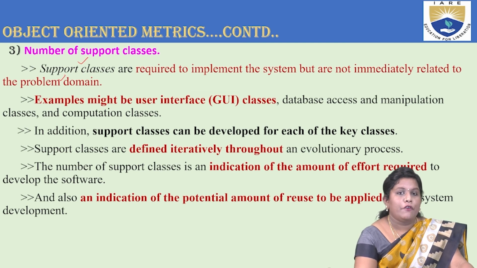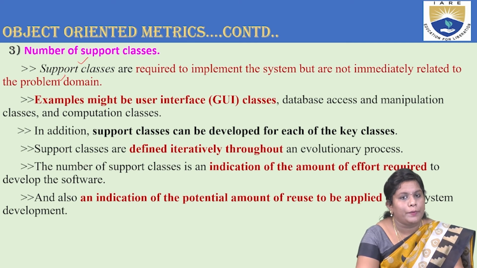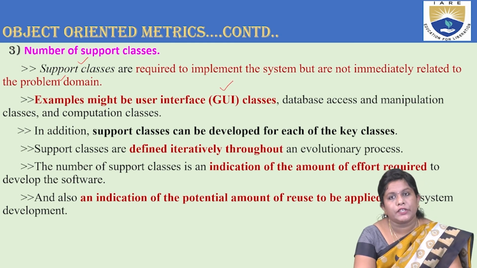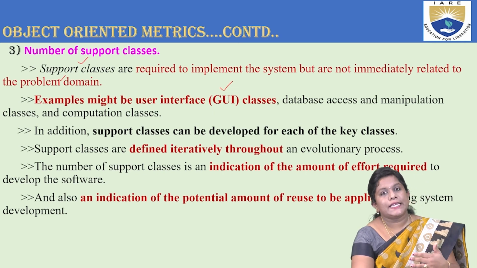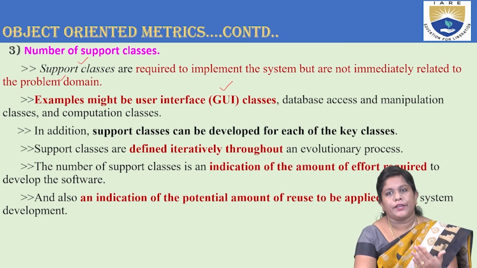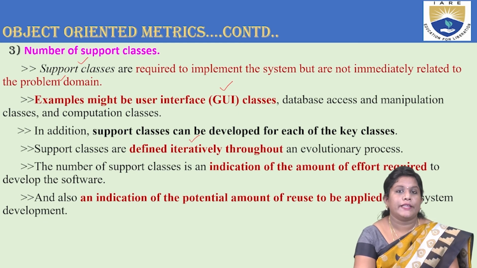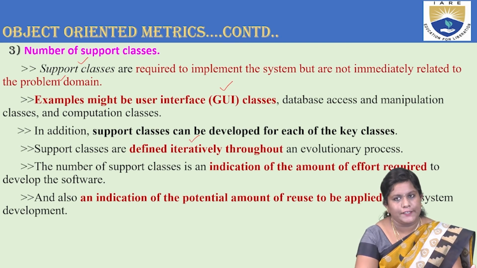They completely focus or give us a rough figure of what exactly the problem domain is. But when you say support classes, they might not be directly related. Some examples are the GUI, that is the graphical user interfaces, right? And they are iterated throughout the entire process. They are defined to be involved in iteration throughout the process of execution.